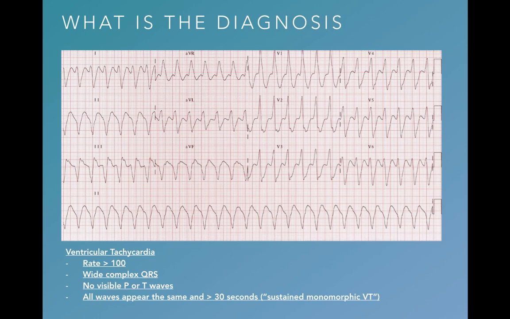This is definitely over 30 seconds. If it's under 30 seconds, then you would say this is non-sustained VTach. If it's over 30 seconds, then it's sustained. Also, the heights of each one of these QRS complexes are identical, so it would be a monomorphic ventricular tachycardia.